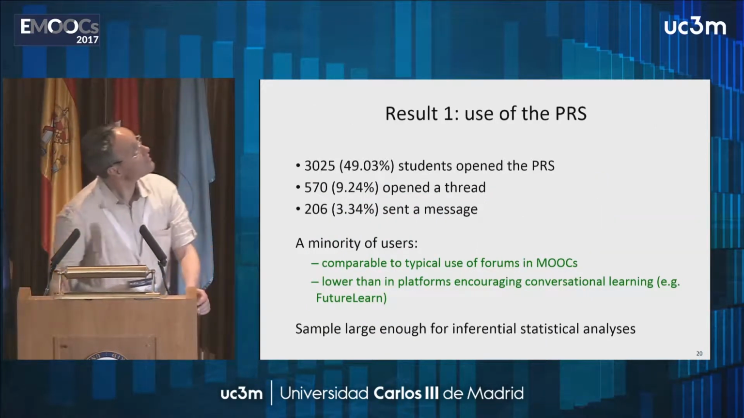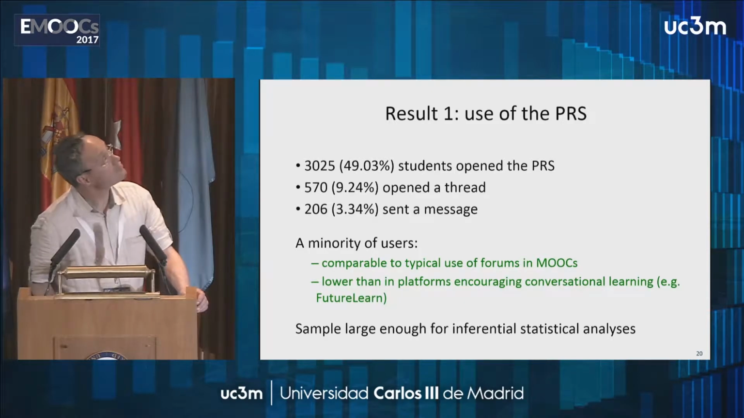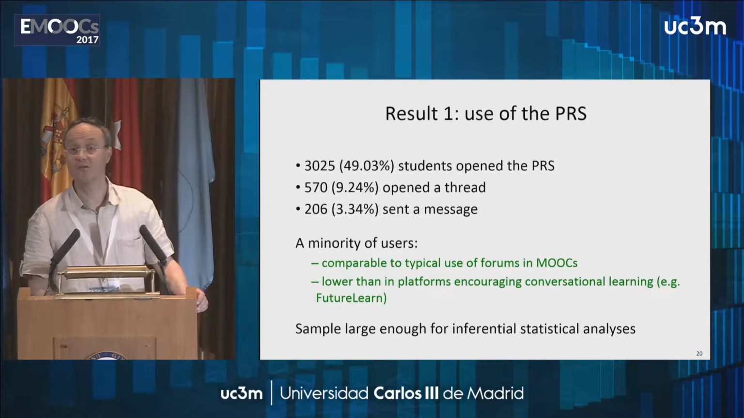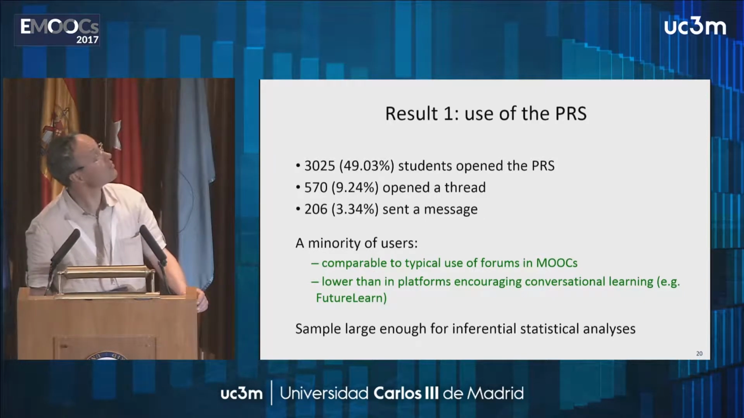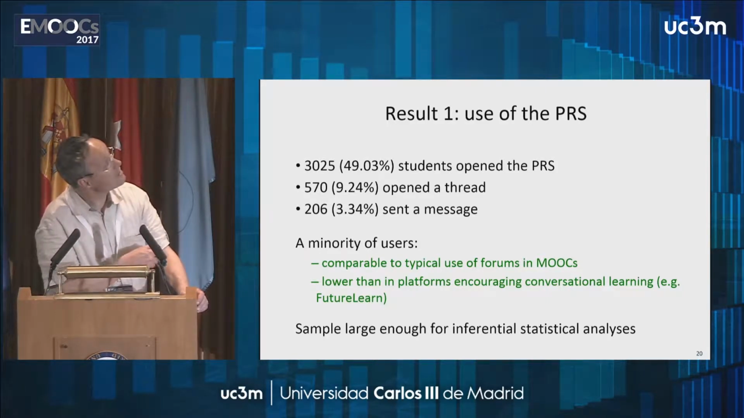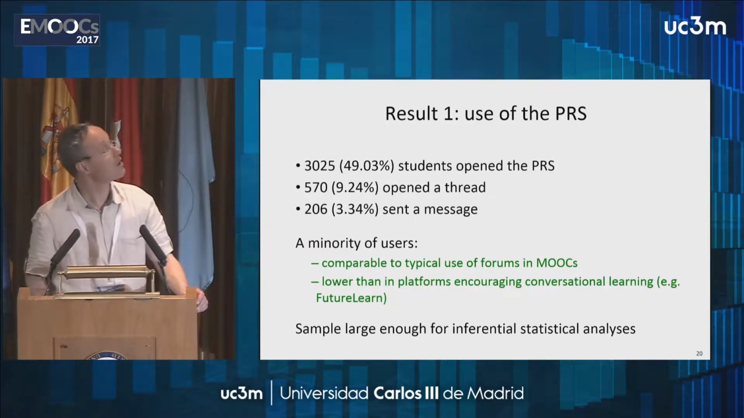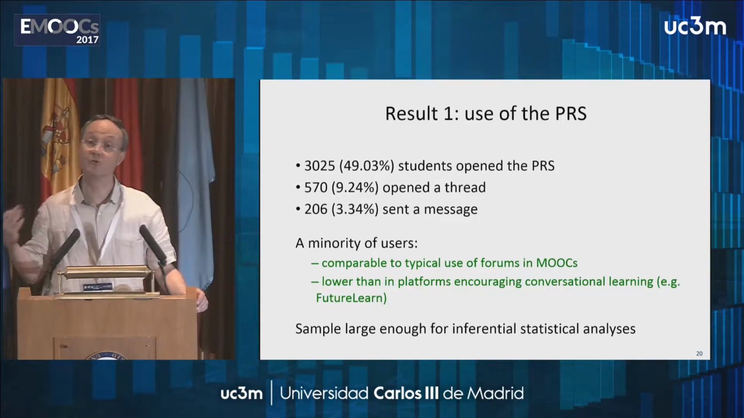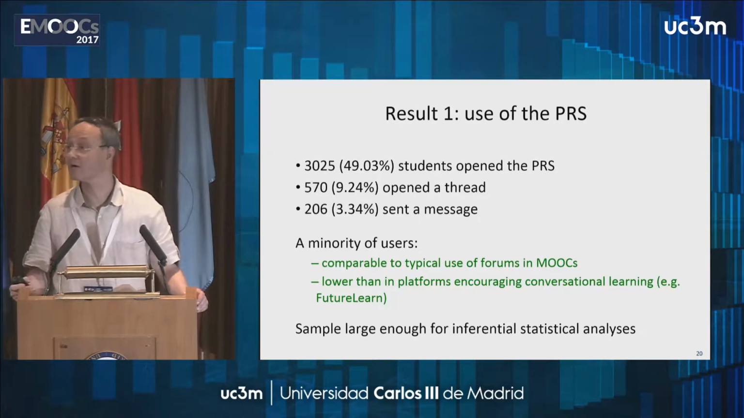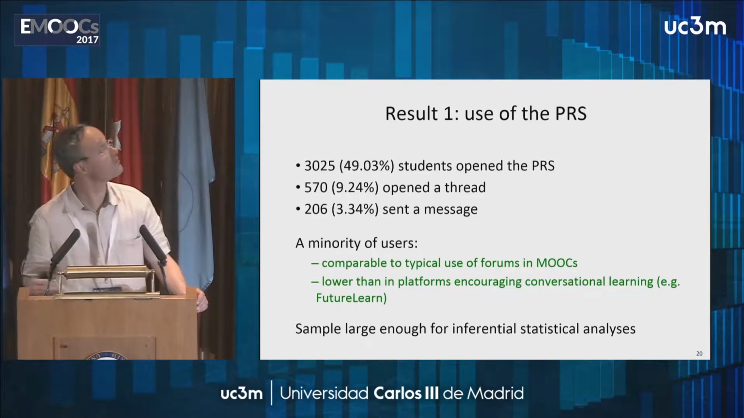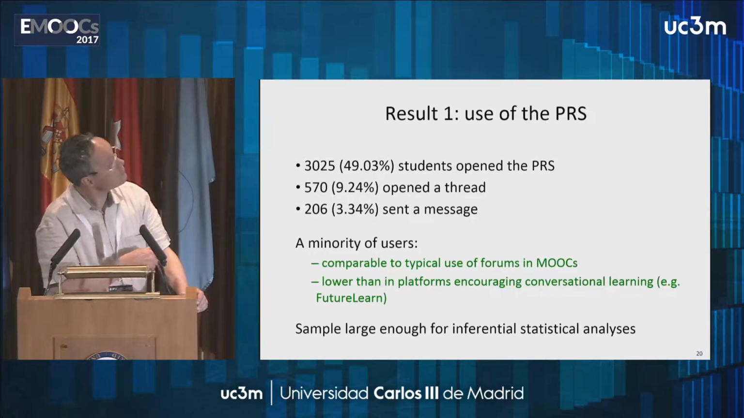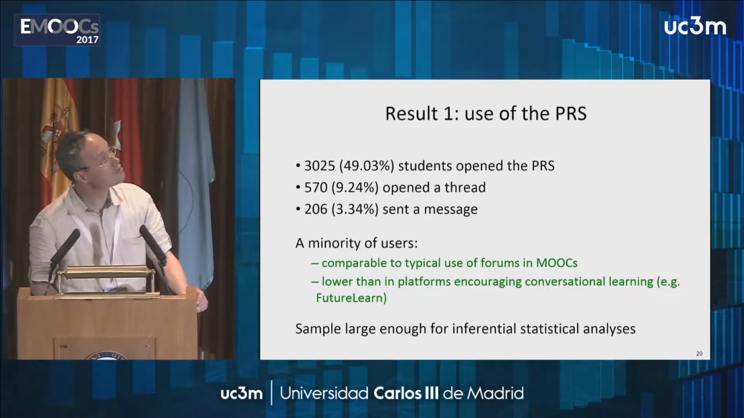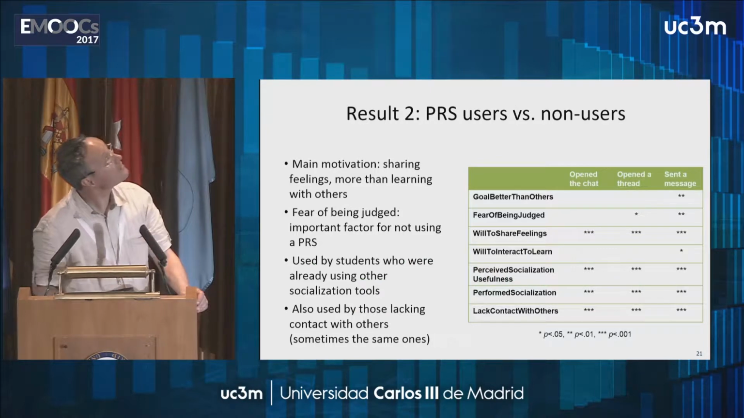So result number one is approximately half of the students opened the recommender, 10% opened the thread, and only 3% sent a message. So you see the conversion on this first try was pretty low. It was really a minority of users compared to use of usual tools like conversation threads on forums. So it was lower than the usual statistics we get. Still, we have a large enough sample.